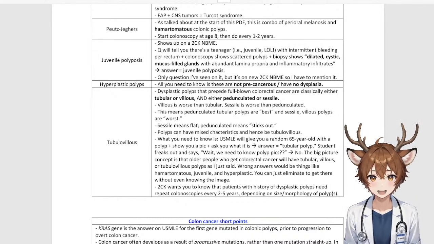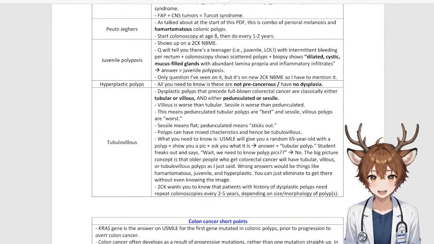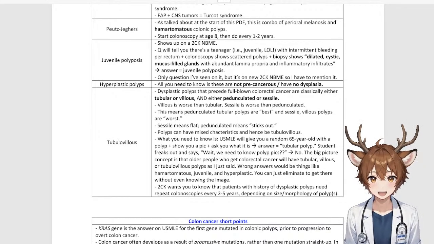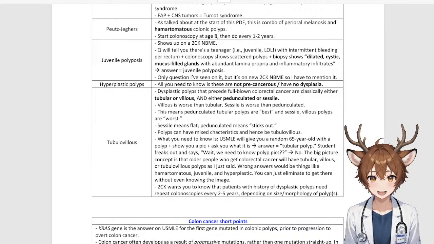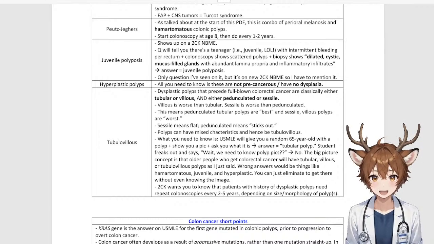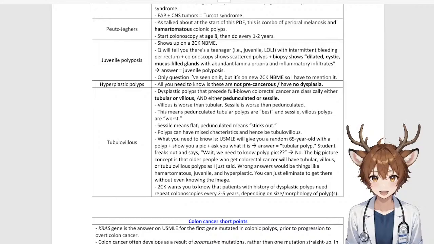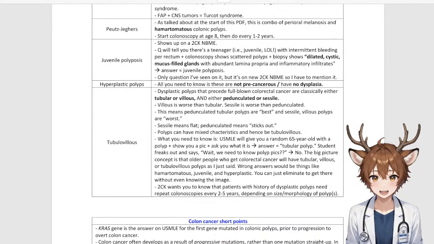What you need to know is USMLE will give you a random 65-year-old with a polyp, show you a pic, and ask you what it is. The answer would be tubular polyp. Student freaks out and says, wait, we need to know polyp pics. No. The big picture concept is that the older people who get colorectal cancer have tubular, villous, or tubulovillous polyps, as I just stated. Wrong answers would be things like hamartomatous, juvenile, hyperplastic. You can just eliminate to get there without even knowing the image. 2CK warns you that the patient with this history of dysplastic polyps needs repeat colonoscopy every 2 to 5 years, depending on the size and morphology of the polyp.